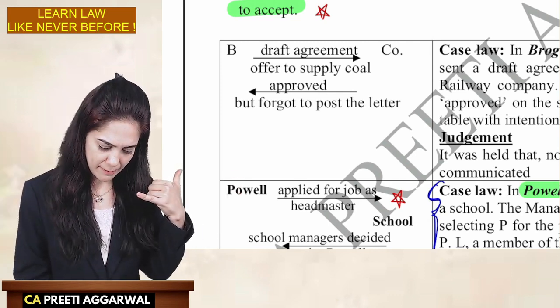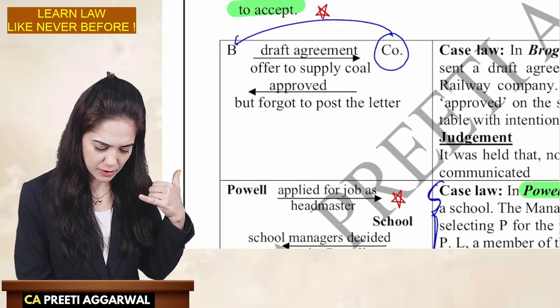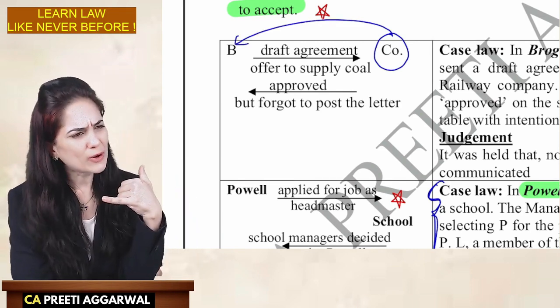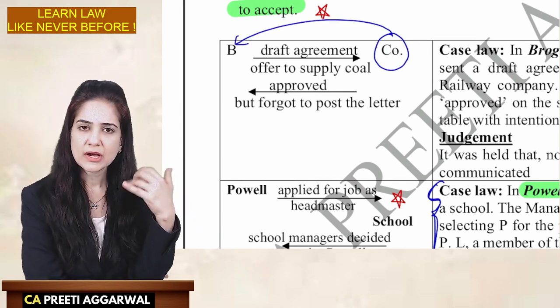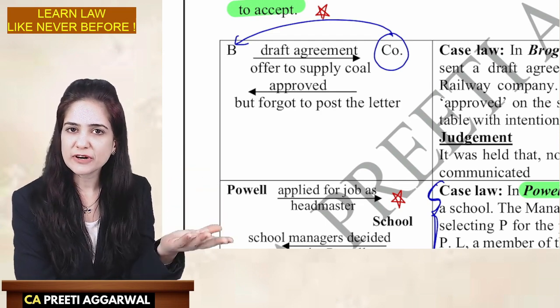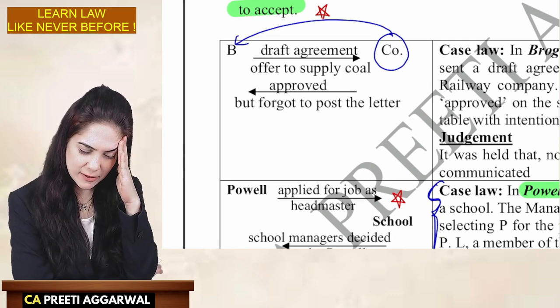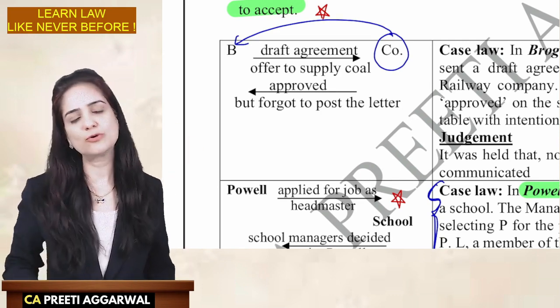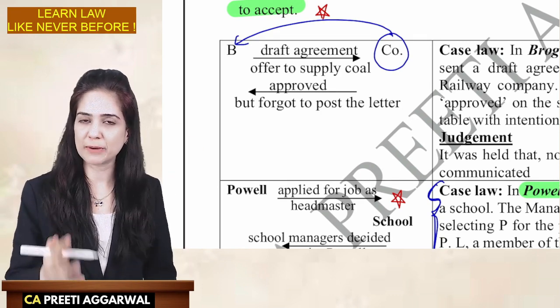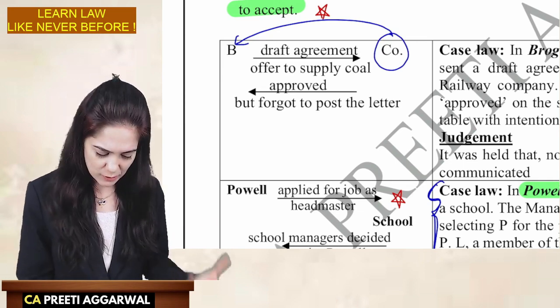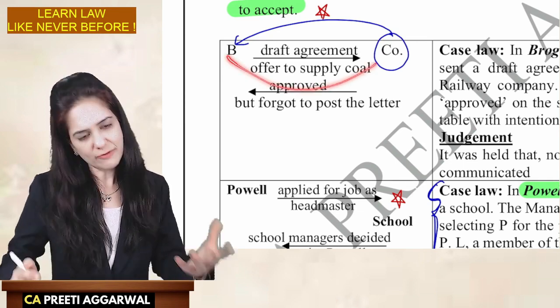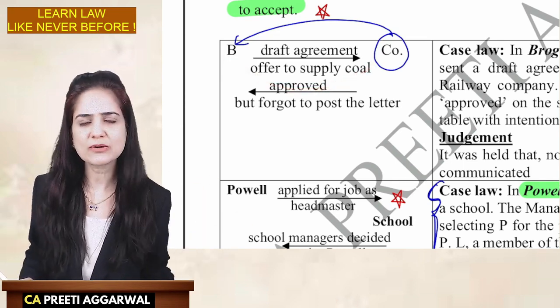After 1 week, the manager is calling Mr. Brogden. Arey, you didn't supply coal, I was waiting for the delivery. But sir, you never confirmed the acceptance. Oh, I forgot to post the letter. But you should have supplied. Now, who would have rejected such a good proposal from you? You were ready to supply at such good price. I would have definitely accepted. You should have sent the coal.